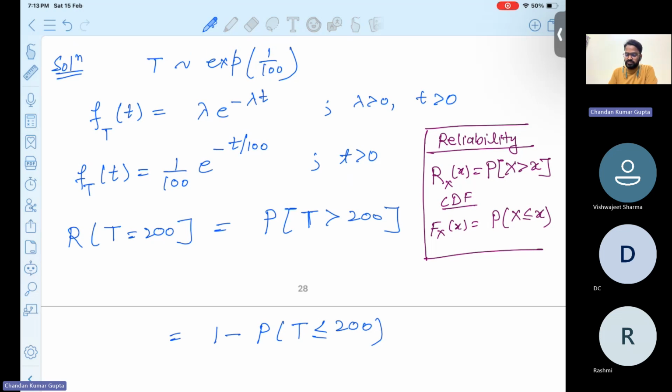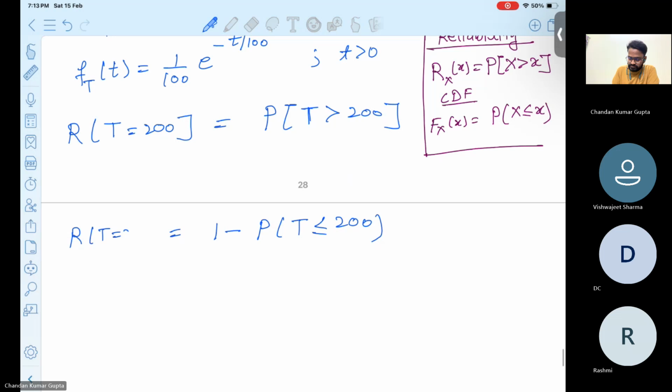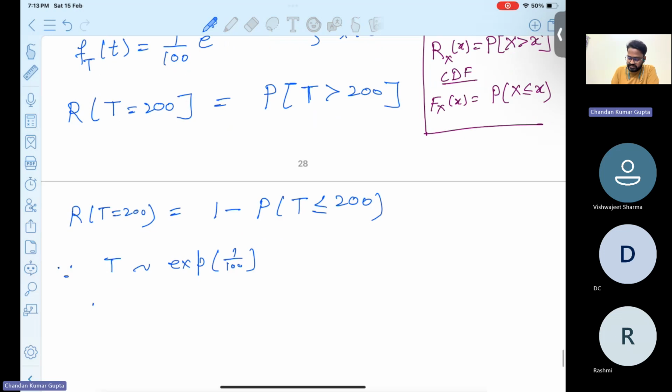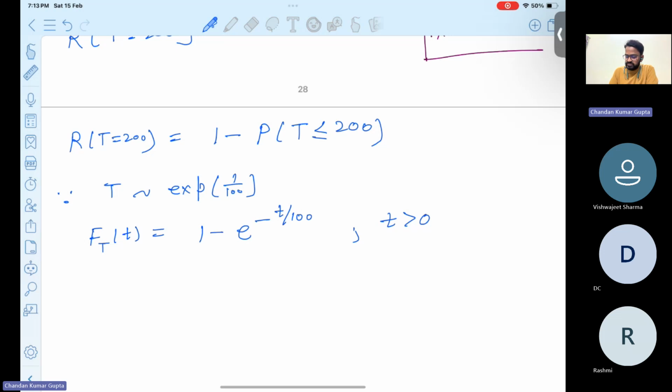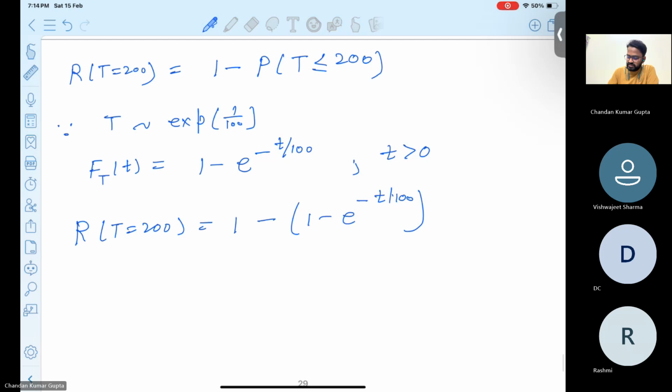Since T follows the exponential distribution, the CDF of the exponential distribution is 1 minus e to the power minus lambda t, which is equal to t by 100. So putting the value in this and after solving, 1 minus e to the power minus t by 100 at t equal to 200 only. So after solving, we get e to the power minus t upon 100.